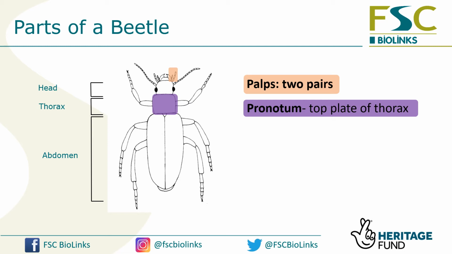They also have the hardened wing cases, which are called the elytra when there's two together, or one on its own is called an elytron. Elytra are very, very important. They make beetles beetles, so use the word as much as you can. It's a great word, and you will hear it all the time when discussing beetles.